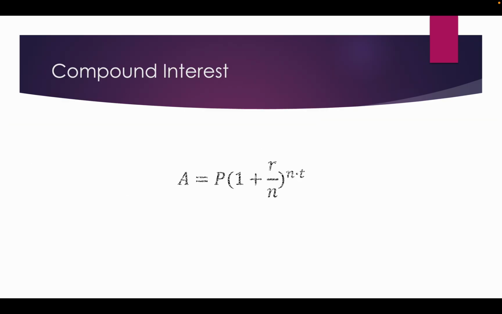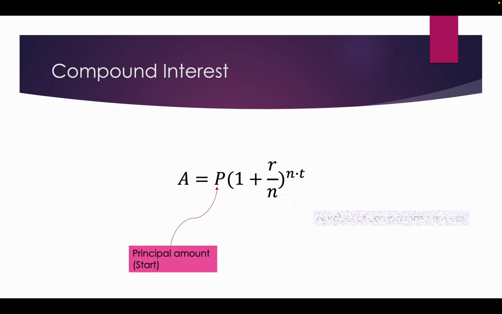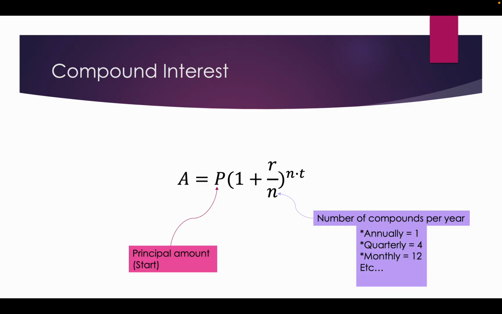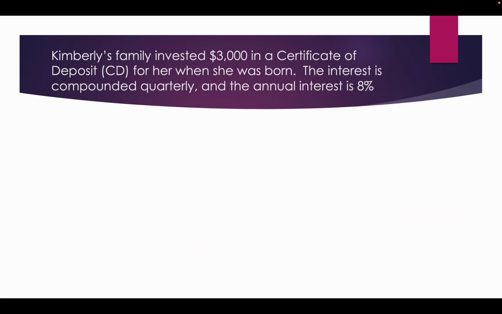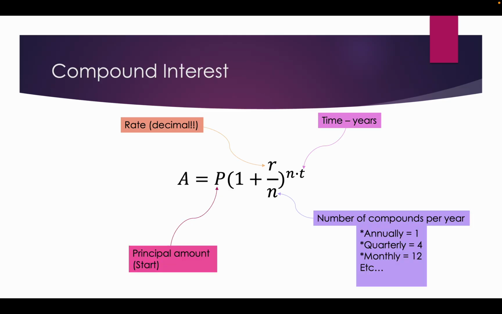Compound interest. Here's a new formula for you. A equals capital P times 1 plus r over n to the n times t, where P is the principal amount, n is the number of compounds per year, annually 1, quarterly 4, monthly 12, etc. R is our rate, which we'll use in decimal form. T stands for our time in years, and we can just plug in the values that we get from our problem.